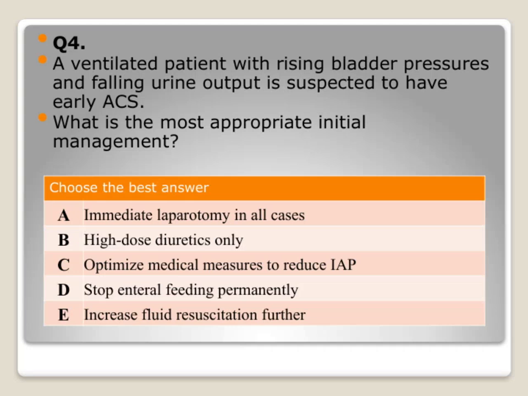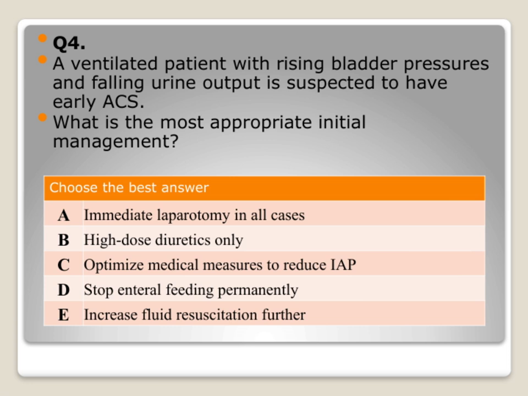Let's look at this question about managing early abdominal compartment syndrome, or ACS. When we see a ventilated patient with rising bladder pressures and decreasing urine output, it suggests that intra-abdominal pressure is increasing and starting to affect organ function. This is a critical sign that we need to act promptly. So the key here is choosing the most appropriate initial management. The options range from immediate surgical intervention to more conservative measures.